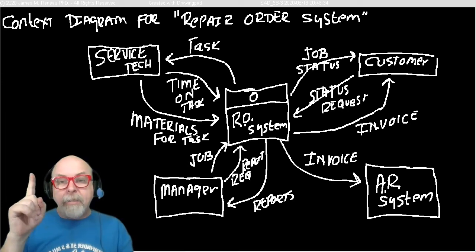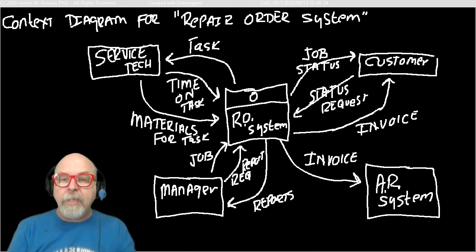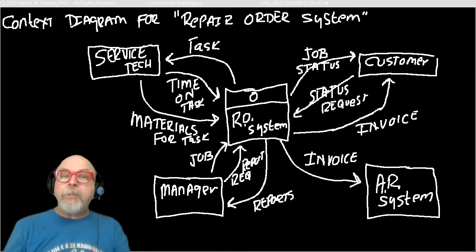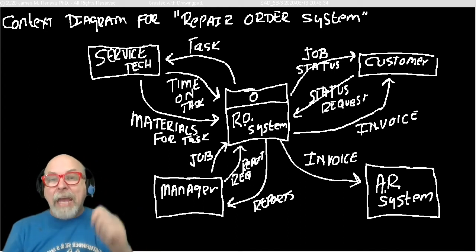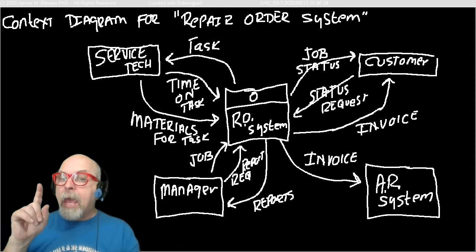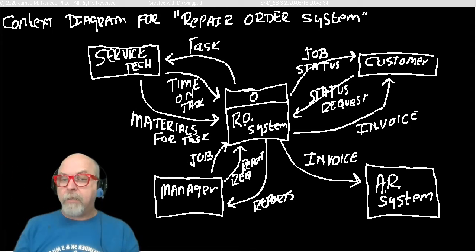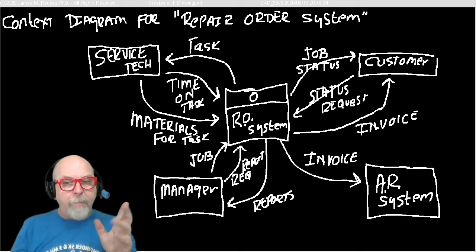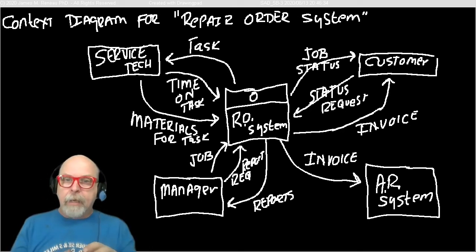And the last entity I want to mention is the service technician. How do they interface with the system? Well, the service tech is going to be sent a task to do. The repair order system is going to say, hey, you go do this. It's part of this job, but the job is made up of lots of tasks.